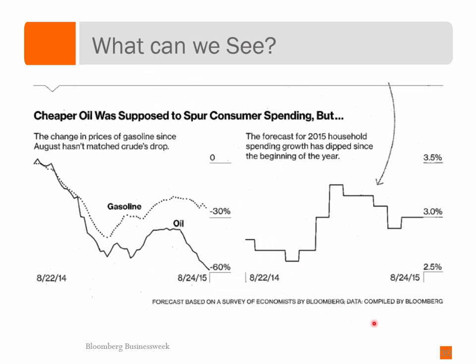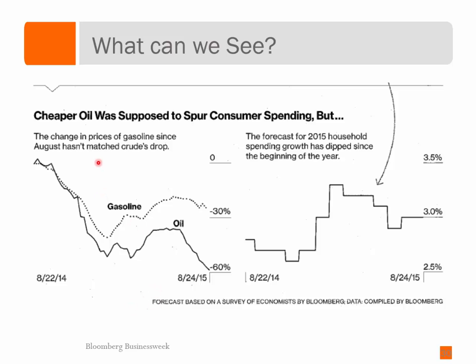So here's another visualization. What can we see? So cheaper oil was supposed to spur consumer spending, but so typically when the price of fuel drops, that makes the price of all other goods cheaper, and so consumers tend to spend more. And so we have a side-by-side data visualization here. We have the price of gasoline, so downward trend of the price of gasoline as well as the downward trend of the price of oil.